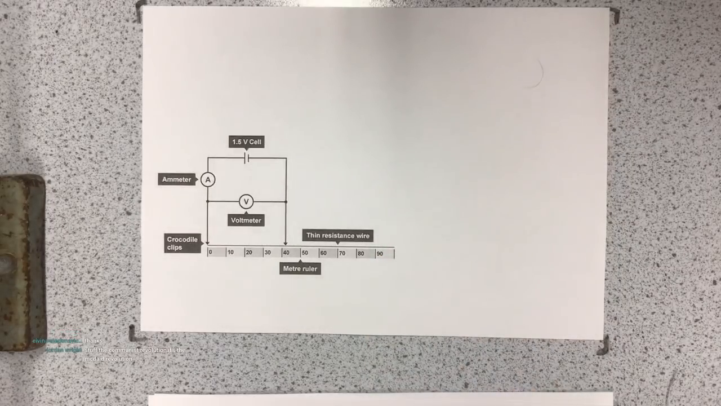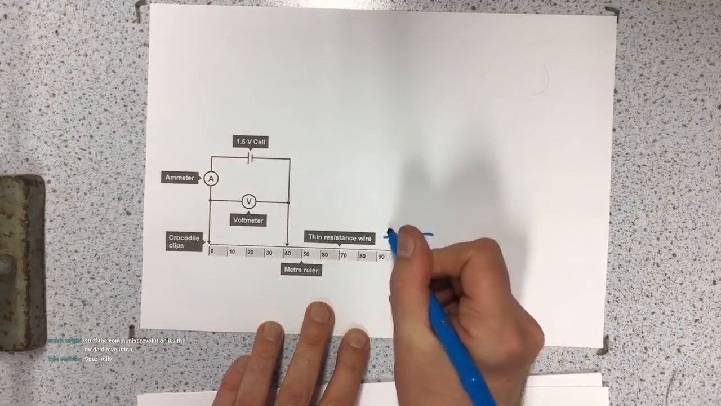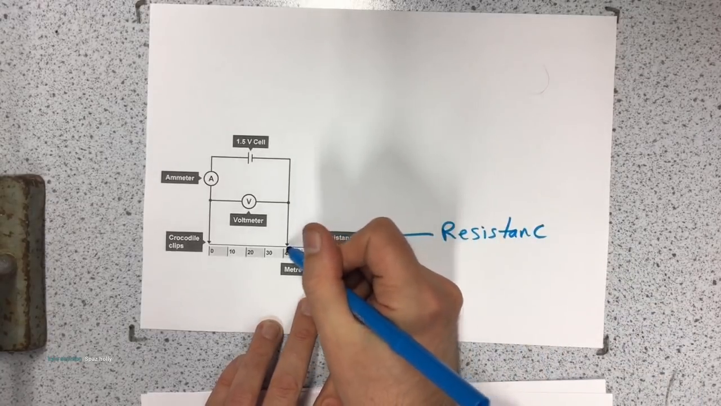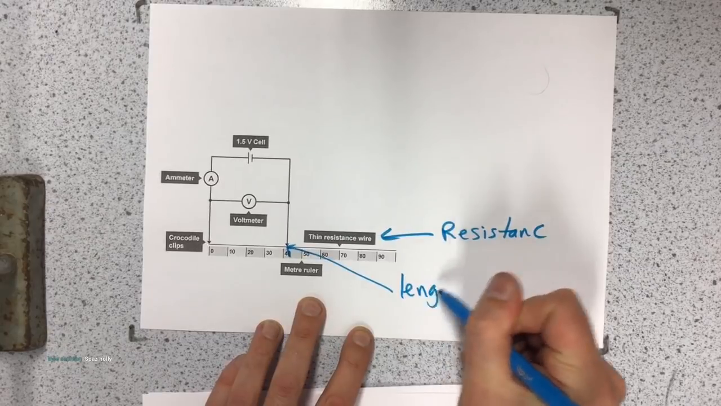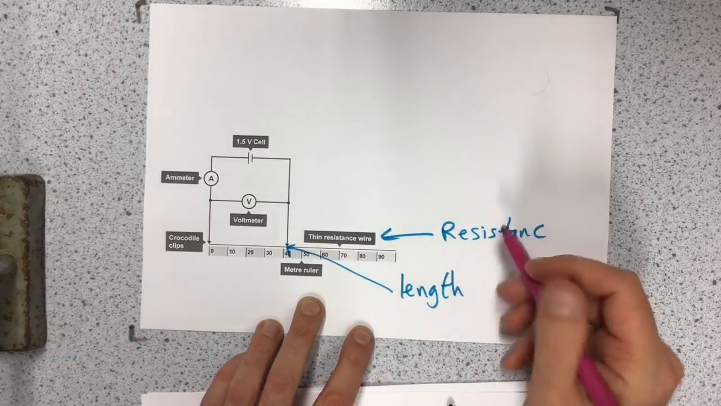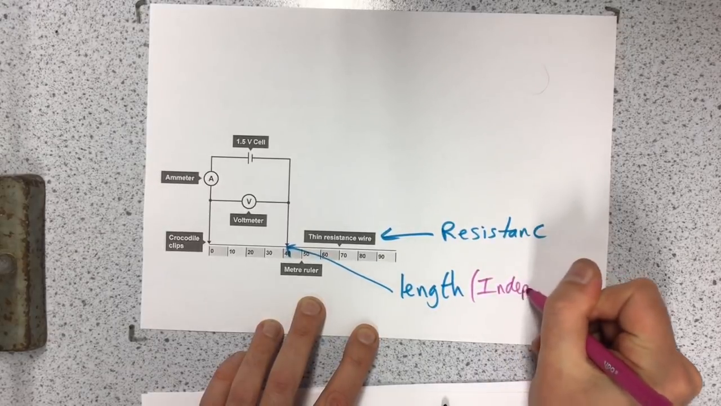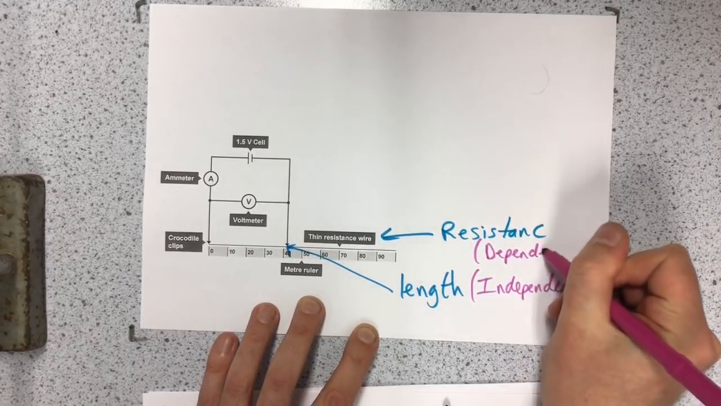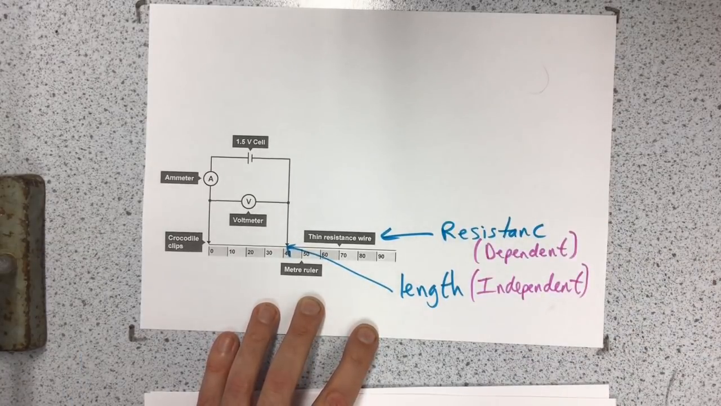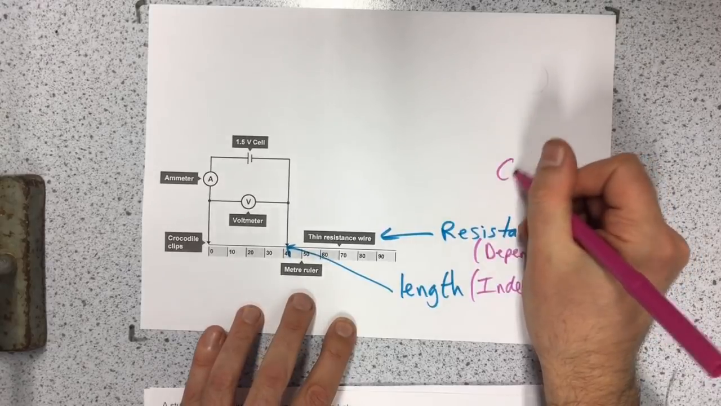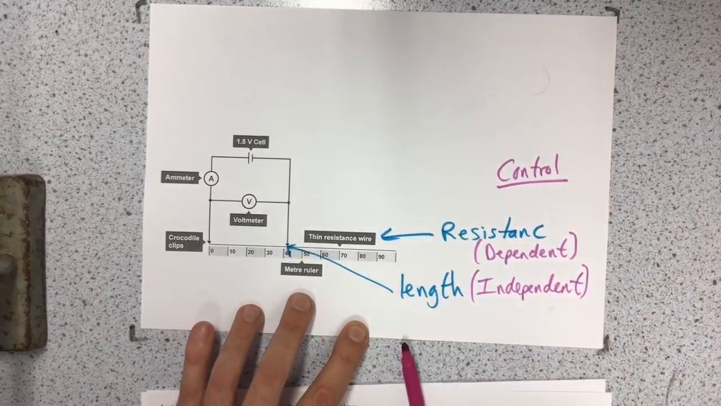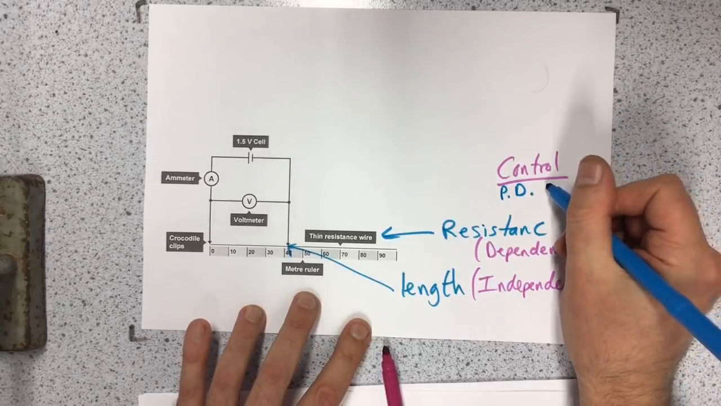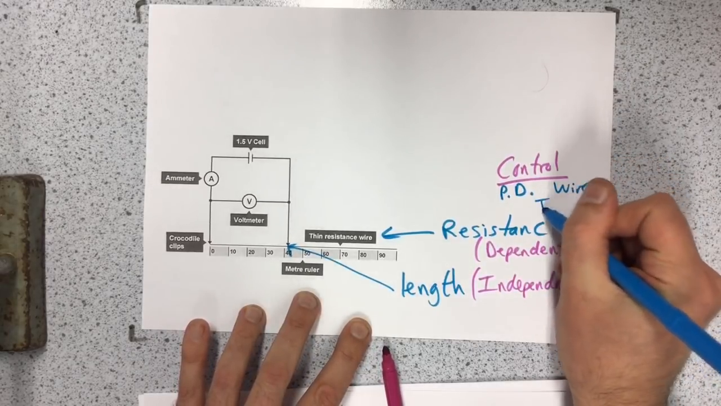Okay, now one of the required practicals investigates a wire, and we are looking at the resistance in the wire and how we can change the length of the wire. So if we are changing the length, that is our independent variable, and the resistance becomes our dependent variable. Okay, so we have other things that are going to be our control variables, and that will be the potential difference in the circuit, it will be the wire, its thickness.